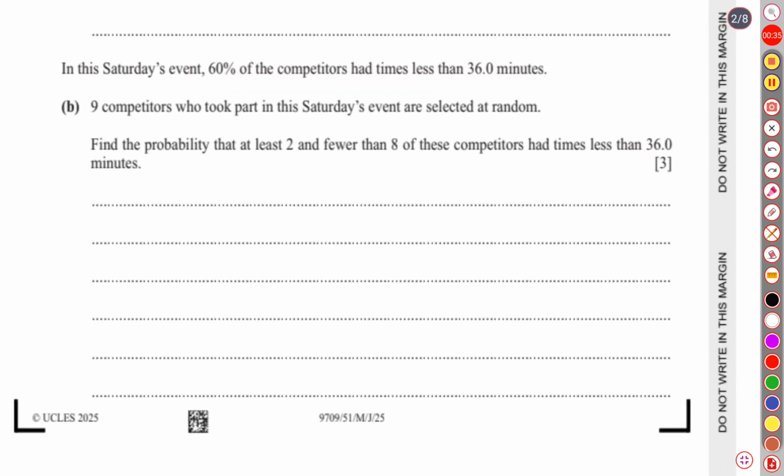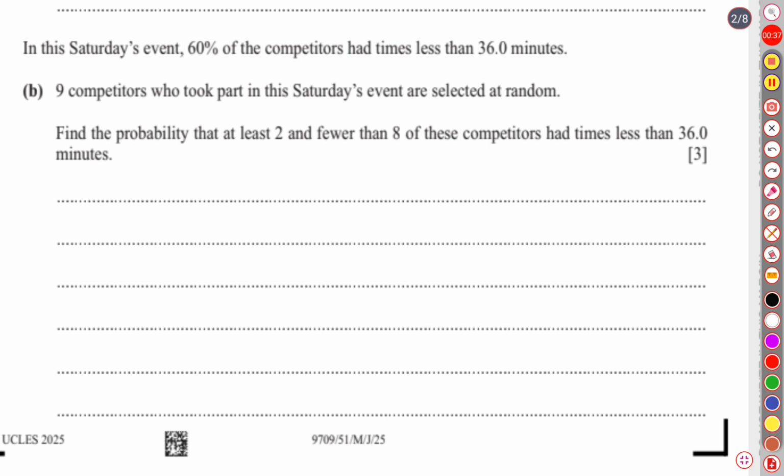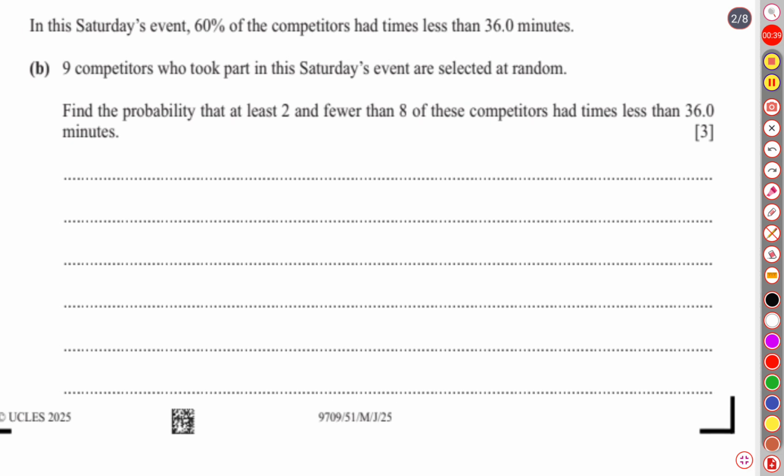Question number B says, in this Saturday's event, 60% of the competitors had times less than 36 minutes. 9 competitors who took part in this Saturday's event are selected at random. Find the probability that at least 2 and fewer than 8 of these competitors had times less than 36 minutes. Well, so we can start our writing.